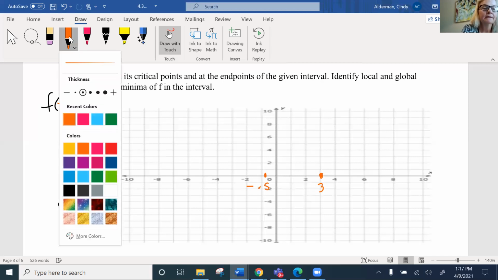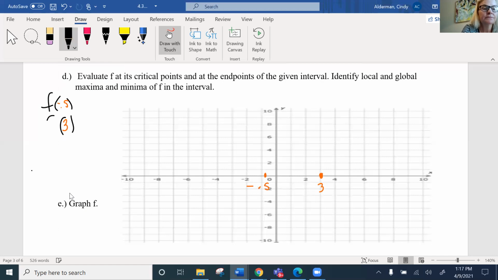So we're going to evaluate on both endpoints in the original function, and you're going to get -7.5 here and 10 here. Then we're also going to evaluate on our critical points. And our critical points were 1 and 2. Let's see, we got those with the first derivative, so I'm going to use blue. Okay, and f of 1 ends up being 6, and f of 2 ends up being 5.